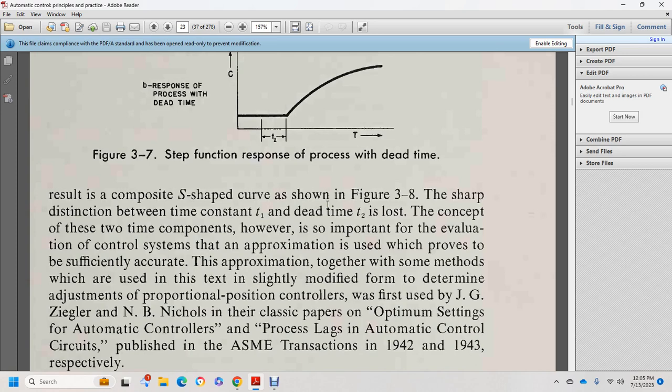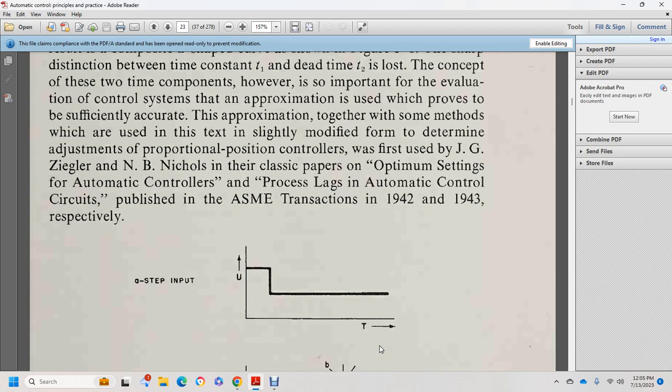Changing the process for the chain with the dead time, time 2 within the curve, results from the capacity of the S-shaped curve, the drum, figure 3-8, with the sharp distinction of time 1 and the dead time 2, for the concept of the dead time. One side of the important evaluation of the control system approximation is the sufficiently accurate approximation, slightly modified with the determined adjustment of proportional position control. This refers to J.G. Ziegler and M.B. Nichols in their classic paper, The Optimum Settings for Automatic Controllers, published in the American Society of Mechanical Engineers Transactions, 1942 and 1943, respectively.